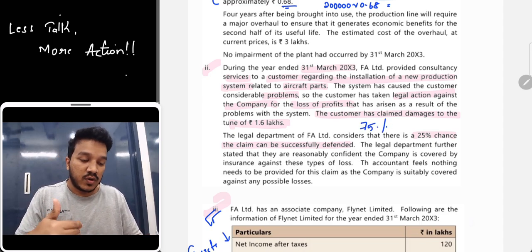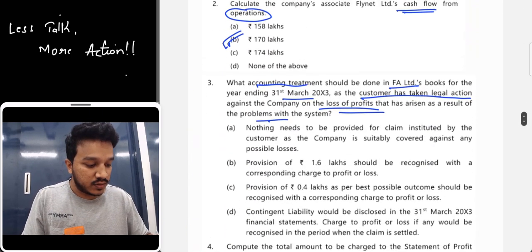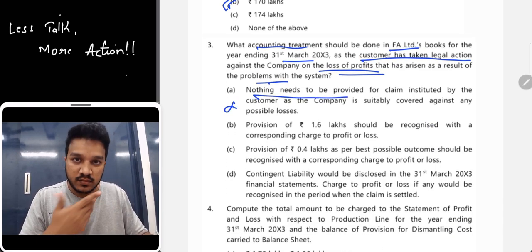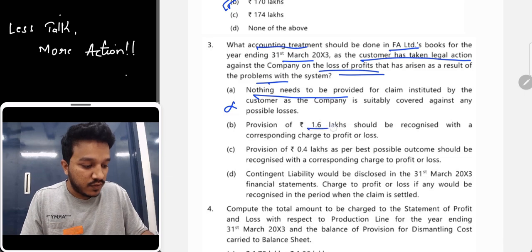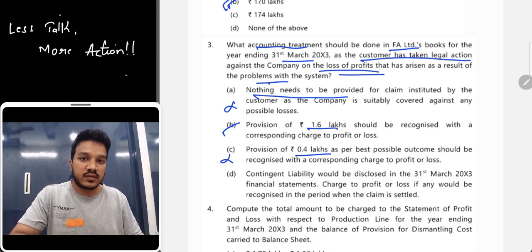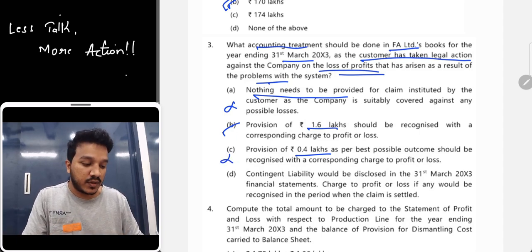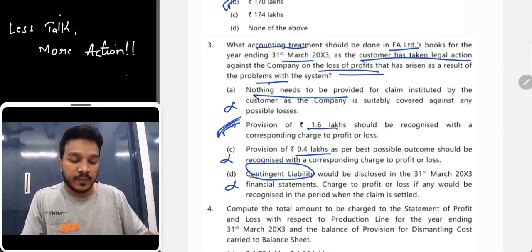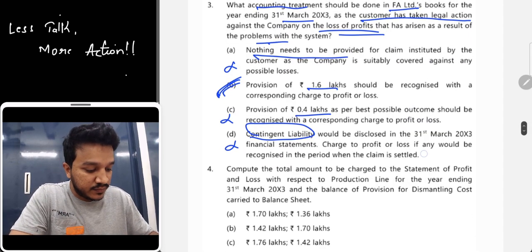So because most likely it is going to fail, we will consider that a provision has to be created. Now we will see the options. It says nothing needs to be provided. This is wrong. You have to provide a provision of 1.6 lakh. This seems correct. Provision of 0.54 lakhs as per possible outcome should be recognized. I don't think this is correct because we have to create a provision of 1.6 lakhs. And then contingent liability, no, it is not a contingent liability. So the answer is B. I hope even this point is also clear.